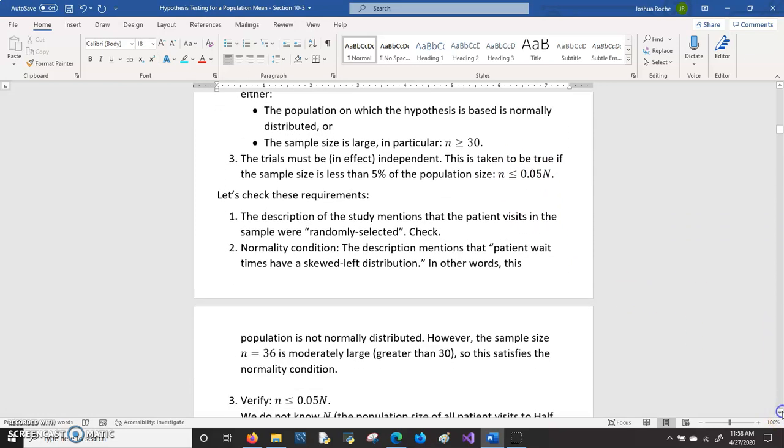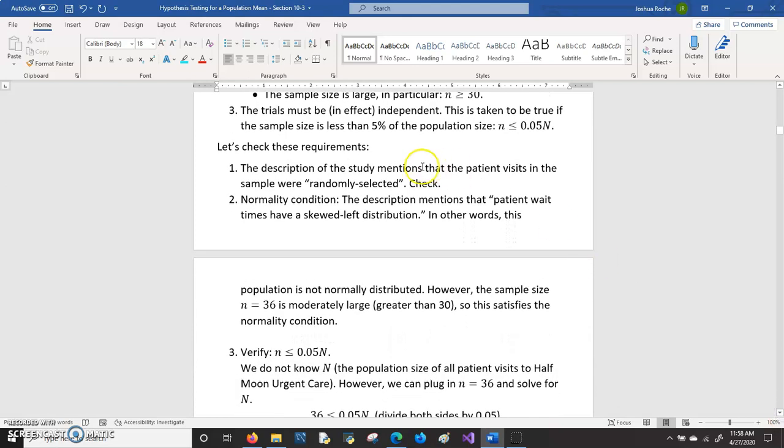So let's check these requirements. The first requirement, that is satisfied. In the description of this study, they mentioned that patient visits were randomly selected, so this is a random sample.